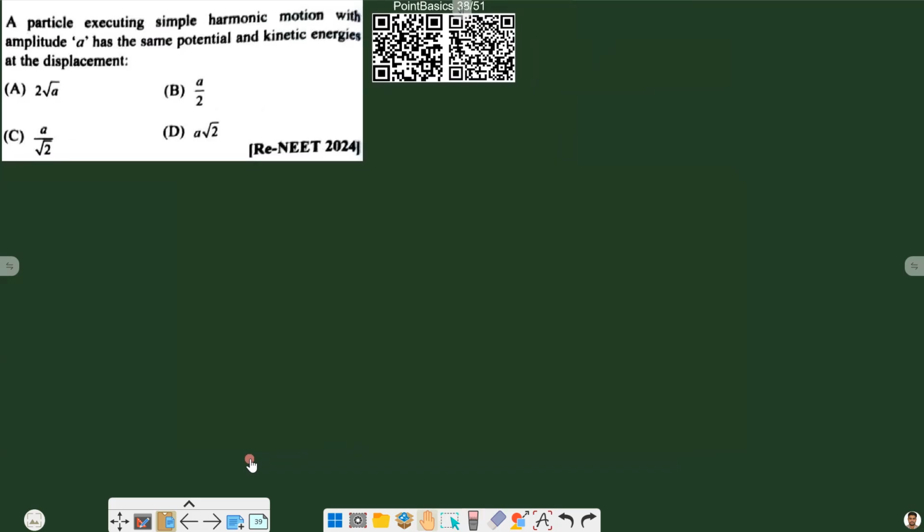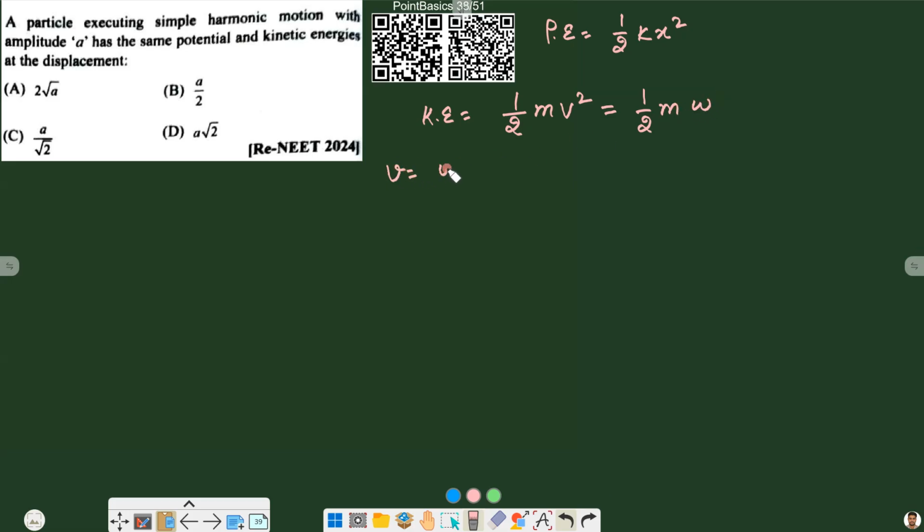We know already the formulas for kinetic and potential energy. Potential energy of a SHM is given by half k x square, and kinetic energy is given by half m v square, where v is equal to omega times root of a square minus x square, where a is the maximum amplitude and x is the displacement from the mean position. We can also substitute m or k depending upon whatever we are using.